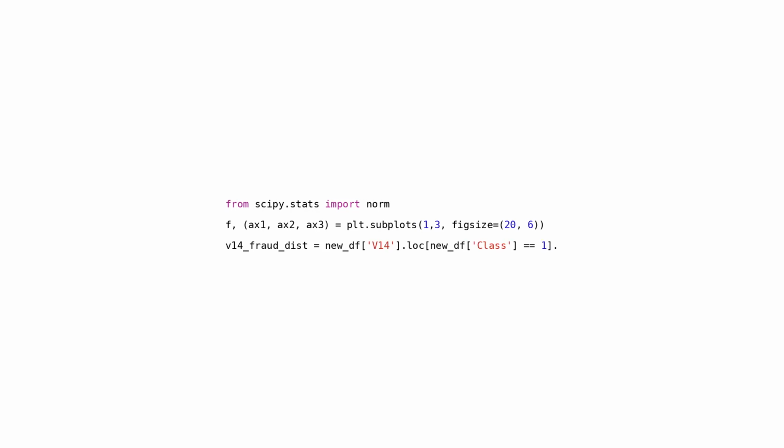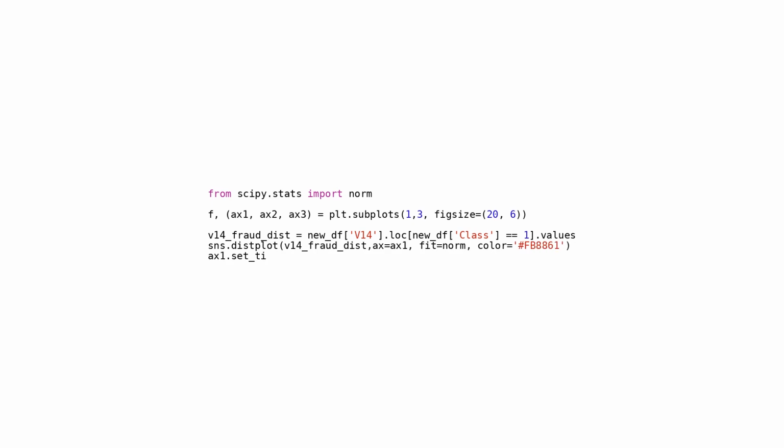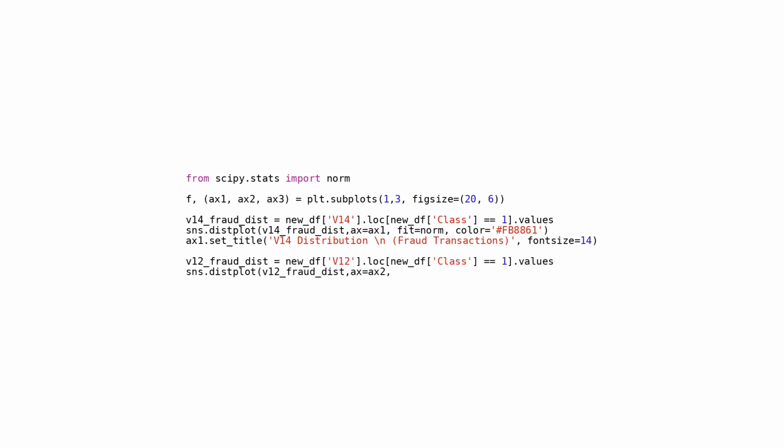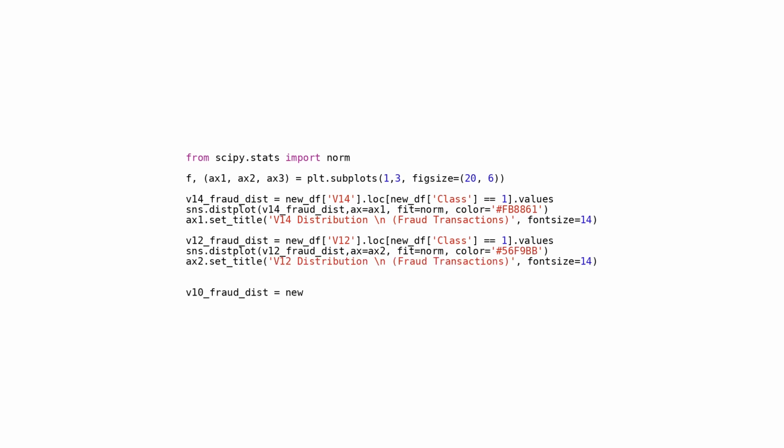This text describes a data visualization process using the Seaborn library to explore the distribution of three features, V14, V12, and V10, in fraudulent transactions. The breakdown includes importing the norm object from SciPy stats, creating subplots for each feature, extracting feature values, plotting histograms with normal distribution curves, applying colors for distinction, adding subplot titles, and displaying the plots side by side.